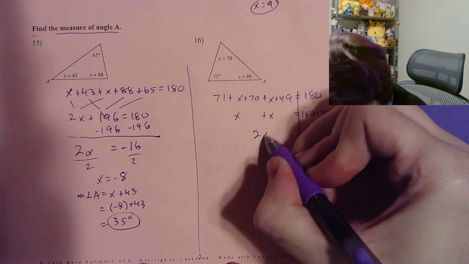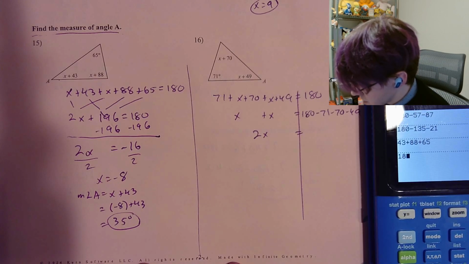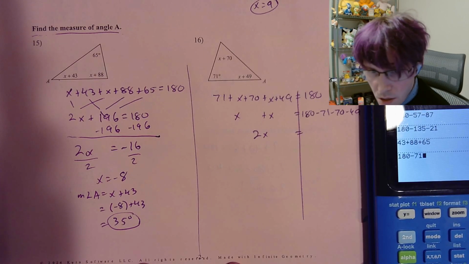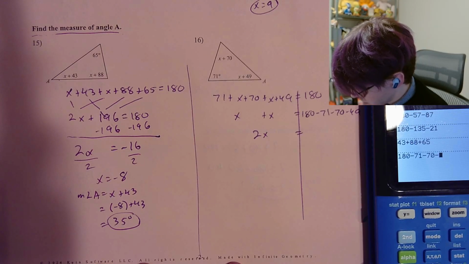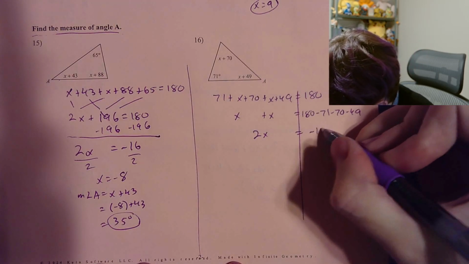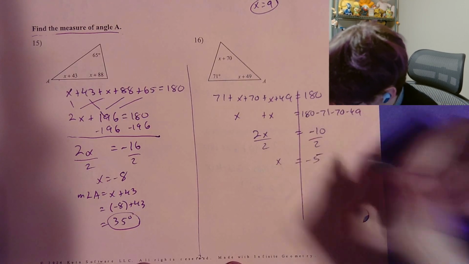x plus x is 2x. 180 minus 71 minus 70 minus 49. You get negative 10. Divide both sides by 2. And you get x is negative 5.